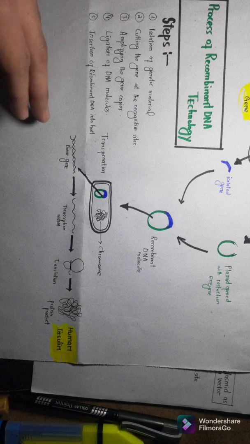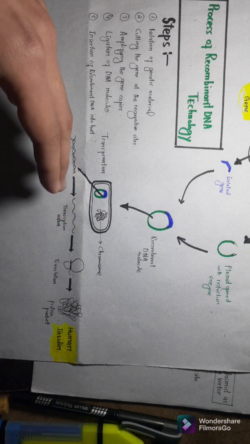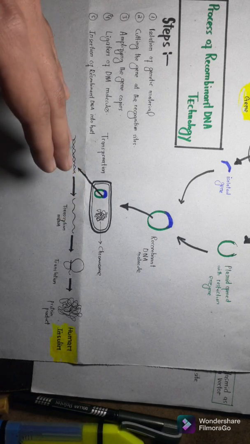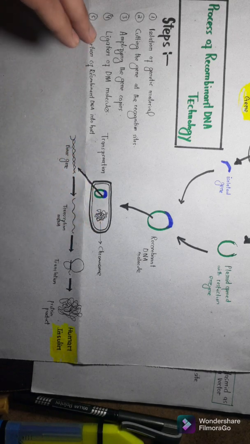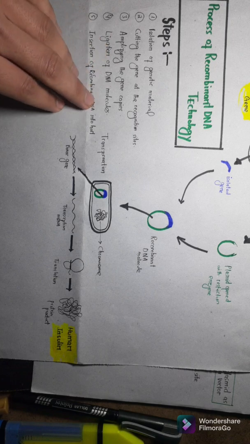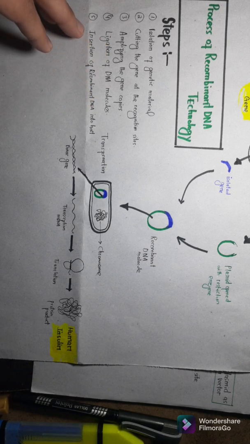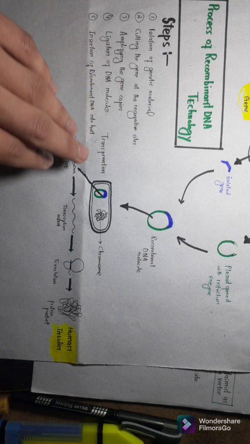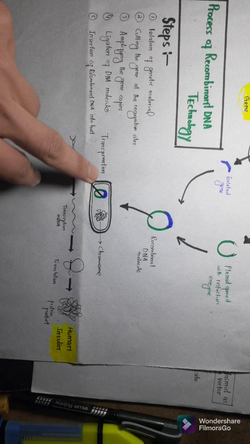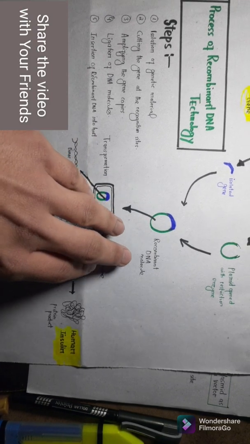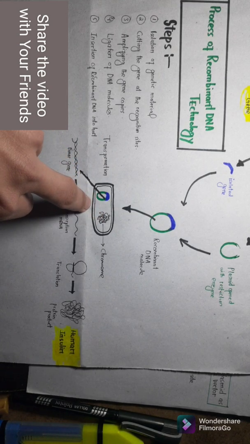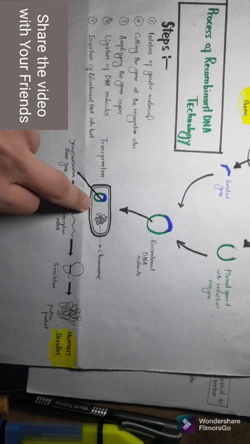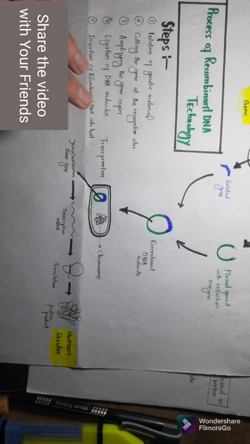In the next step, the recombinant DNA molecule is formed through an enzyme known as DNA ligase, so ligation of DNA molecules occurs. In the last step, the recombinant DNA is inserted into a host organism like bacteria, and this is known as transformation.